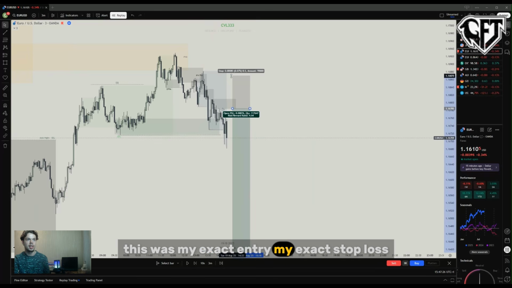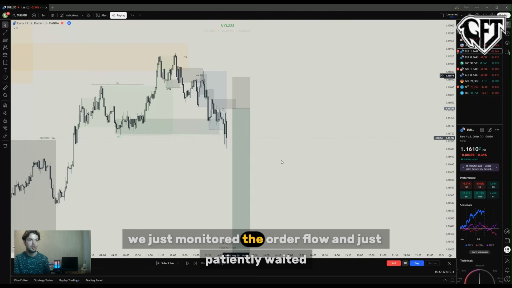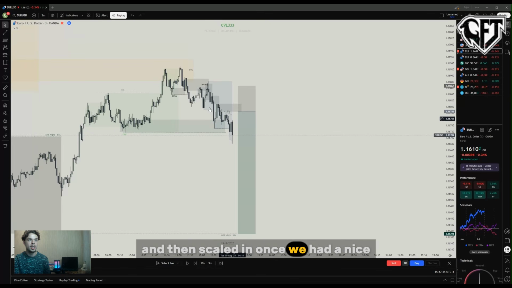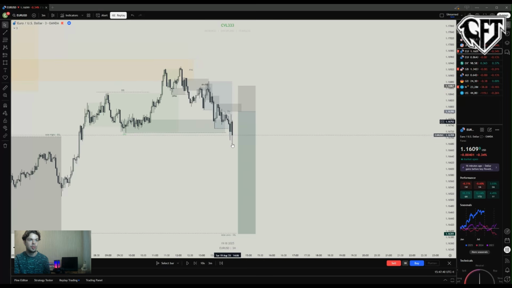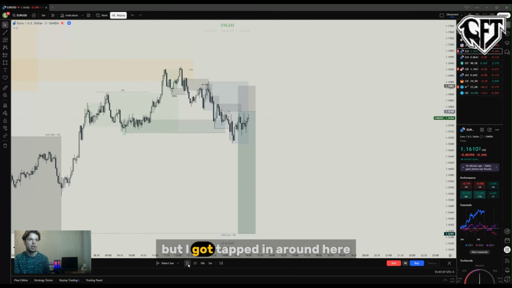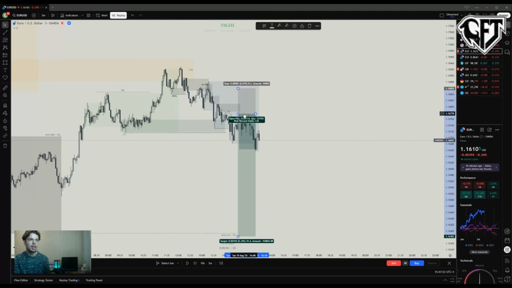This was my exact entry, my exact stop loss, and I just simply joined the lower time frame supply chain. As you can see, we just monitored the order flow and patiently waited, and then scaled in once we had a nice high probability idea form. And as you can see, maybe my entry wasn't refined right up to there, but I got tapped in around here, and then price started to distribute onto the downside.